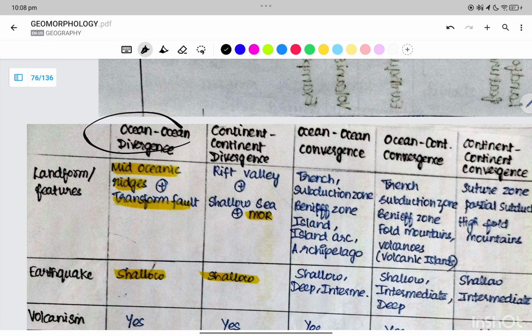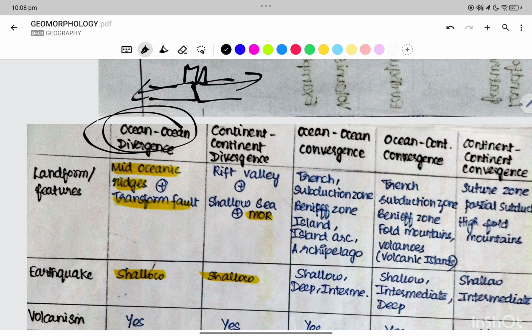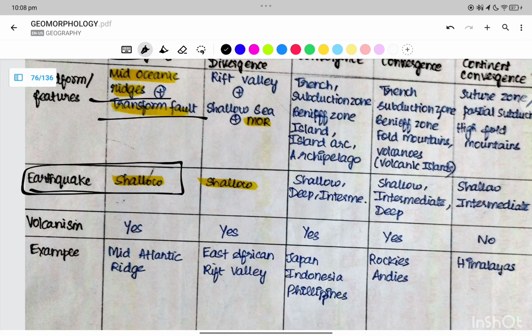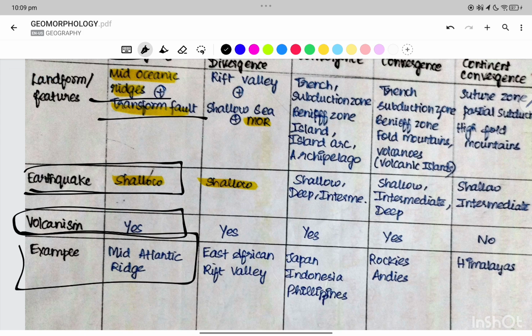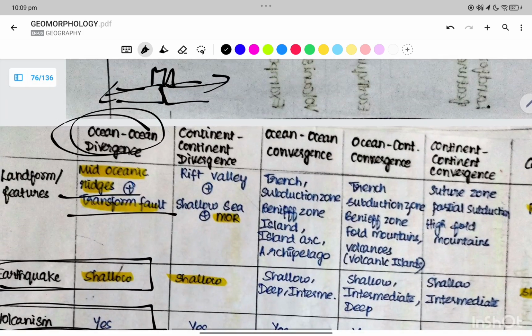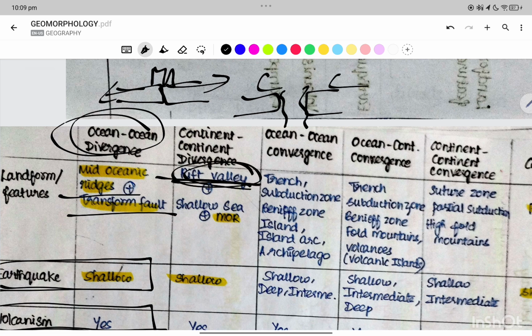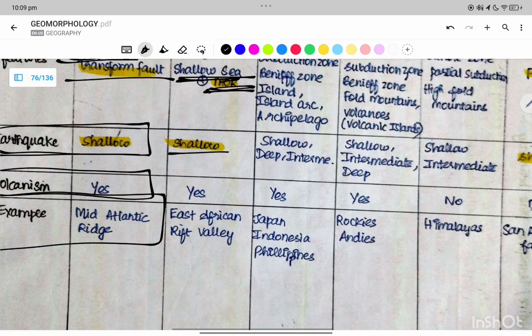Now, landform features. When the ocean and the ocean diverge, it is going to cause mid-oceanic ridges and a transform fault as well. Earthquakes are shallow, and volcanism is present. Example, the Mid-Atlantic Ridge. And when the continent and continent diverge, here we will have the presence of a rift valley. Ridges and then rift, and then a shallow sea is also created over here. Mid-oceanic ridge is also created. Earthquakes are also shallow in the divergence. Volcanism is present. Example is the East African Rift Valley.